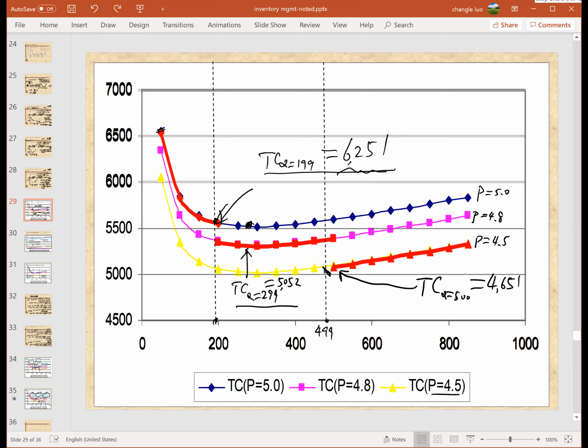So you see, out of these three, which one is the smallest? The minimal total cost that can be achieved is $4,651, where Q equals to 500. This is our result. It's Q equals to 500.